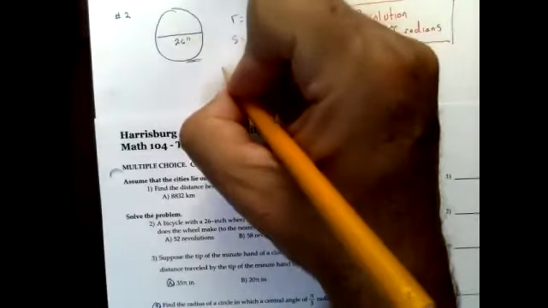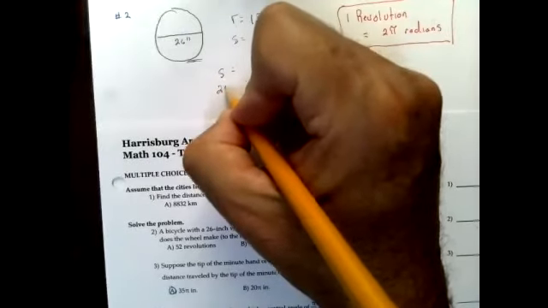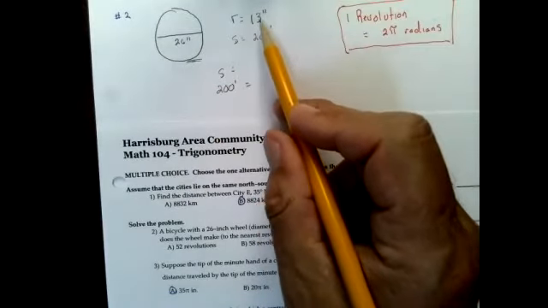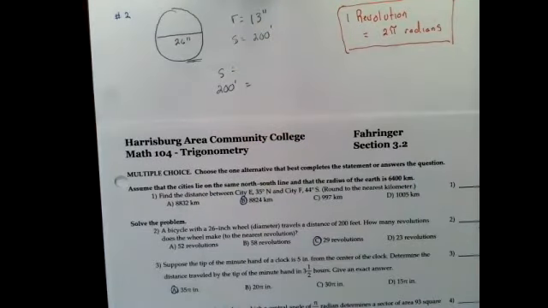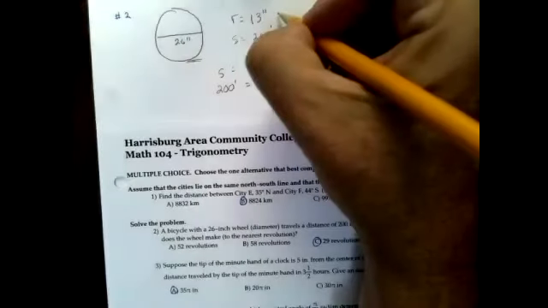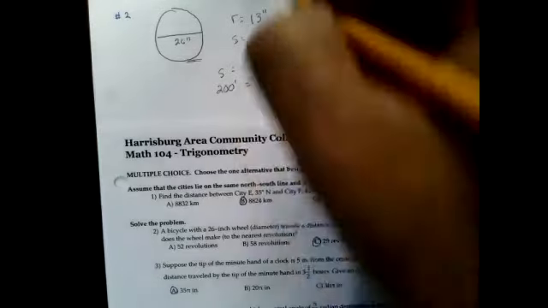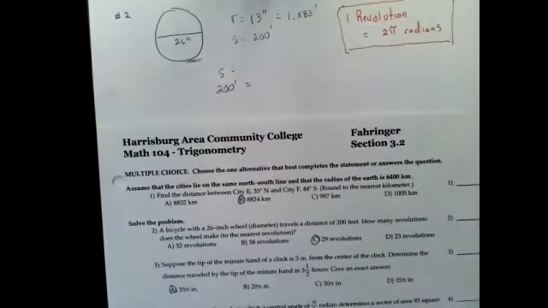So I start with my formula. S equals 200 feet. I need to keep an eye on something, because this is 200 feet and this is 13 inches. So now I have to decide, do I want feet or inches? Feet. Okay. So 13 inches is the same as 13 divided by 12, which is 1.083 feet.